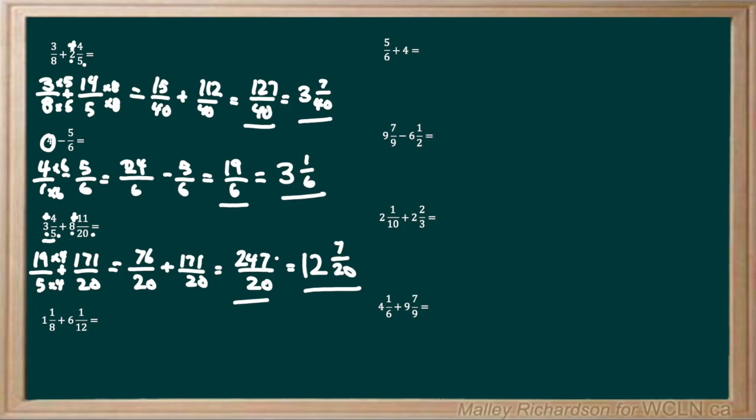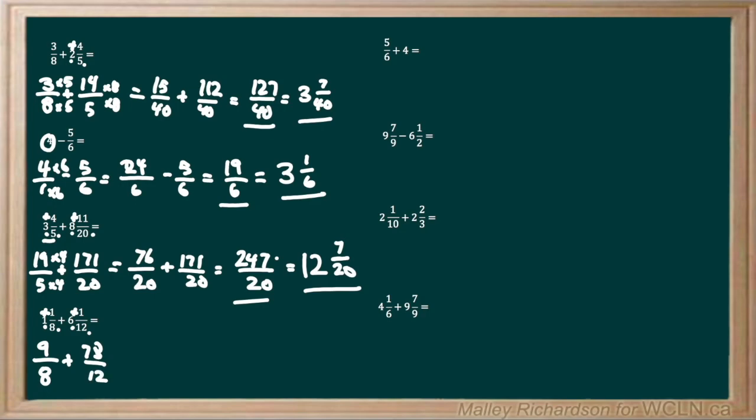Now our next example is 1 and 1/8 plus 6 and 1/12. So again, let's turn these mixed numbers into their improper fractions. 8 times 1 gives us 8, and then 8 plus 1 gives us 9. So we have 9/8 plus 12 times 6, which gives us 72, and 72 plus 1 gives us 73. So we have 73 over 12.